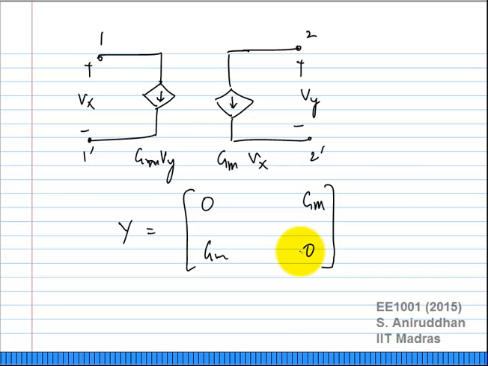Is this reciprocal? Yes, it is. Y12 is equal to Y21, so this network is reciprocal. The point is, you can make reciprocal networks using control sources, but if a network has control sources, it is not necessarily reciprocal. That is all you can say about it. You can use control sources to make the network reciprocal also. Any questions on two ports?